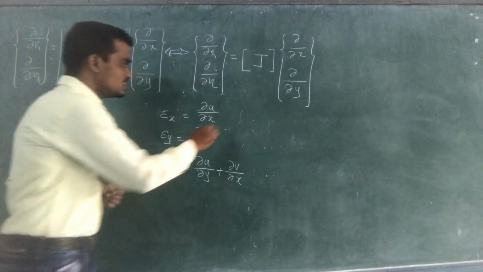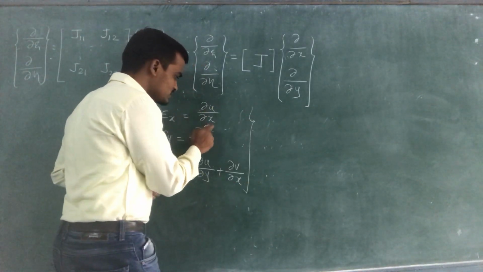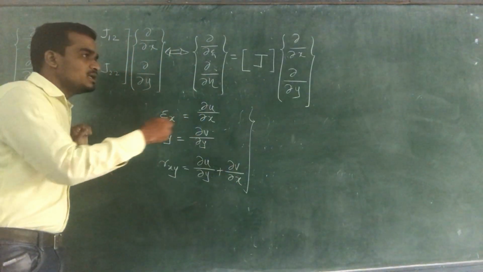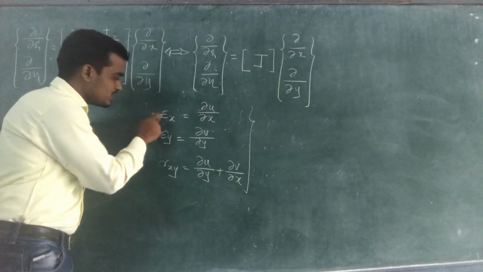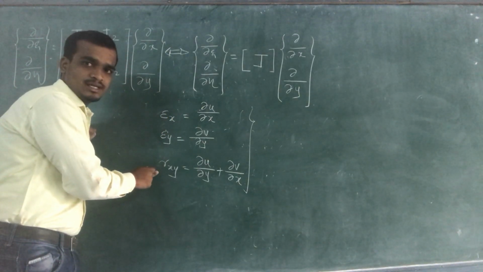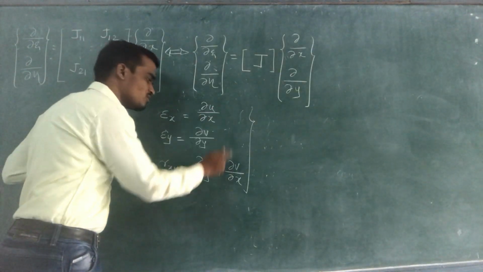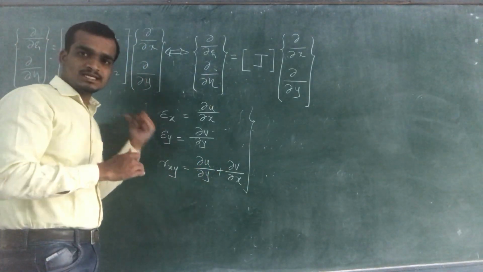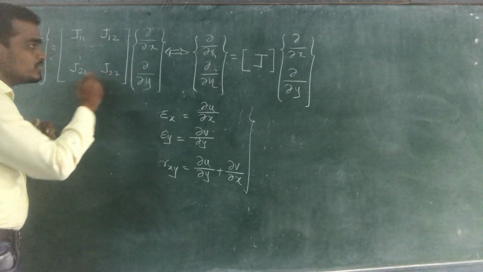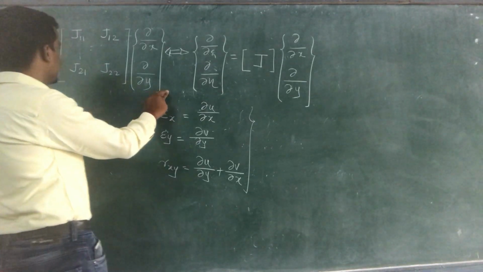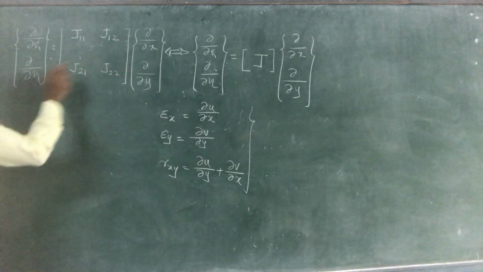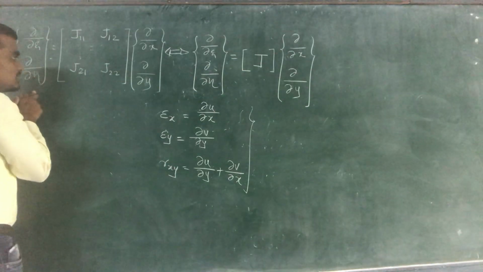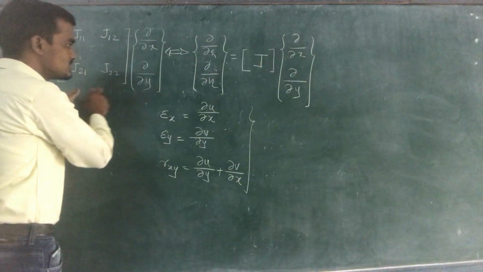So we need these four terms: ∂u/∂x, ∂v/∂y, ∂u/∂y and ∂v/∂x, if we need the epsilon x, epsilon y and gamma xy terms. To get these four parameters, we started our derivation in the previous lecture, and we left it at this stage. At this stage, we have one equation: this vector ∂/∂ζ, ∂/∂η is equal to the J matrix, the Jacobian matrix, times this second vector.